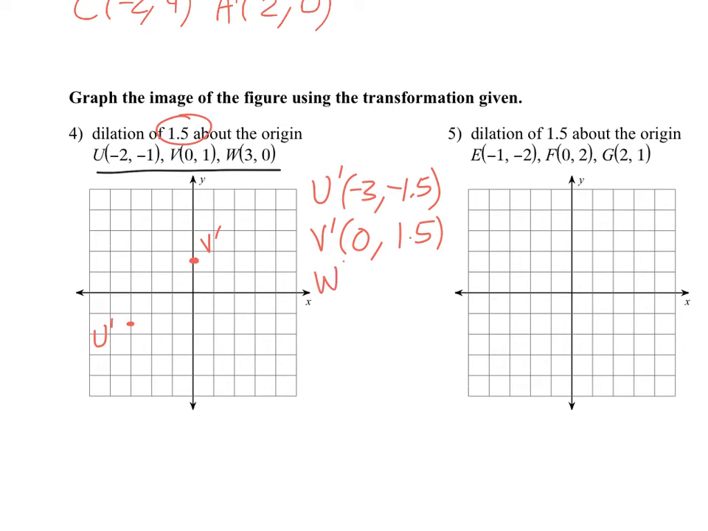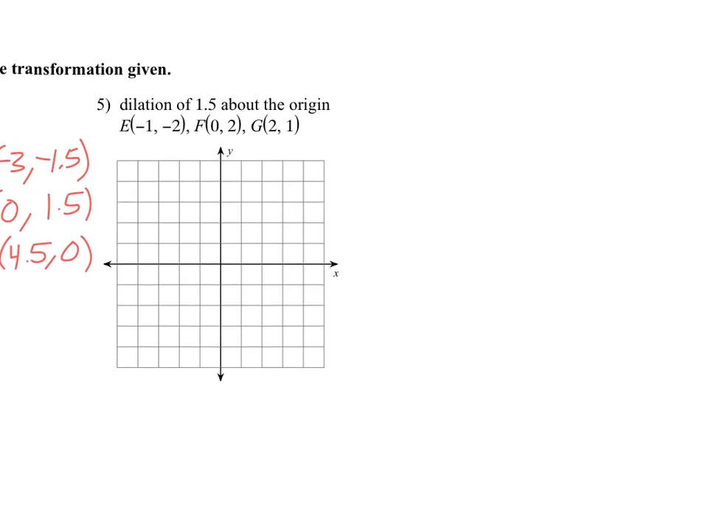And then W apostrophe, 3 times 1.5 would be 4.5. Oops. And then 0. So we go 1, 2, 3, 4.5, 0. There's W apostrophe, and there's our dilated triangle. Okay. So just to make sure, I'm just going to graph the original points. So -2, -1, there was the original U, 0, 1, and then 1, 2, 3. So did our original shape get bigger? Well, yeah, it did get bigger. Why? Because we multiplied by a number bigger than 1.